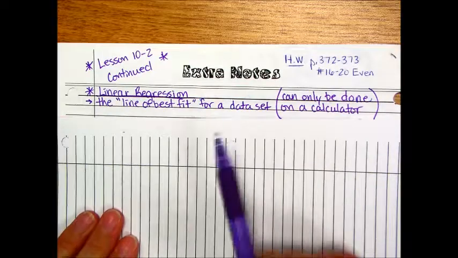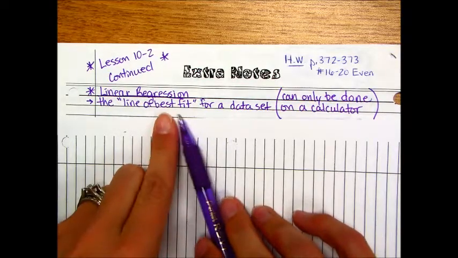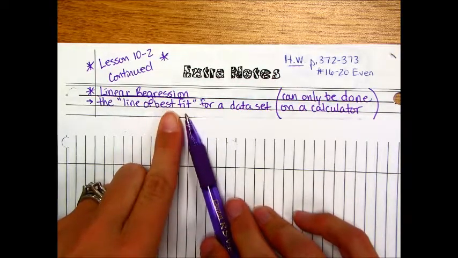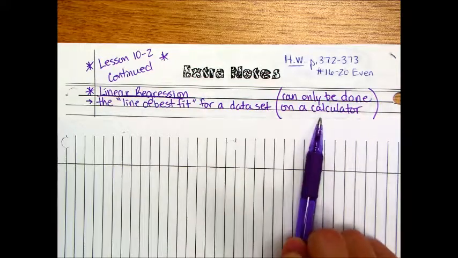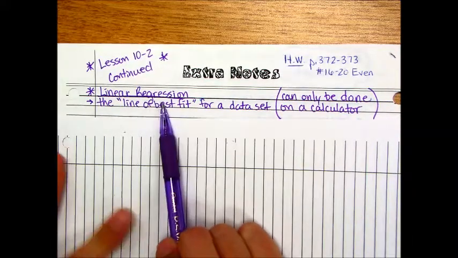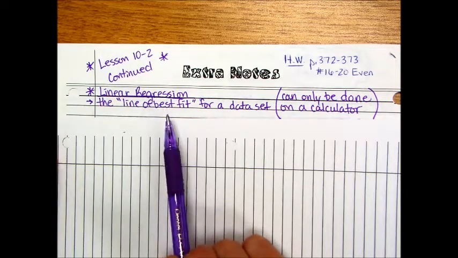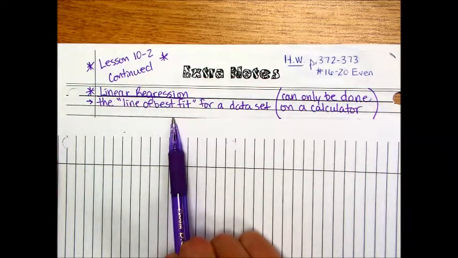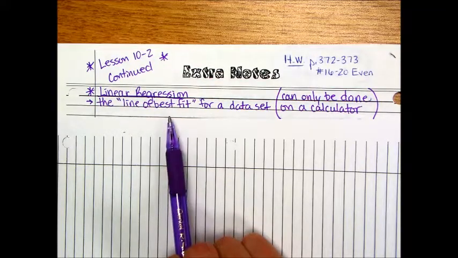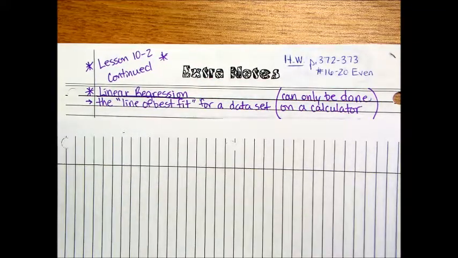So linear regression gets you truly the line that is the best fit for the data, and it can only be done on a calculator. So don't ever see a linear regression problem and be like, I got that, I can do that by hand. You can't do a linear regression. You can do a line of fit that will be decent, but only your calculator can do a linear regression that gives you the line of best fit.